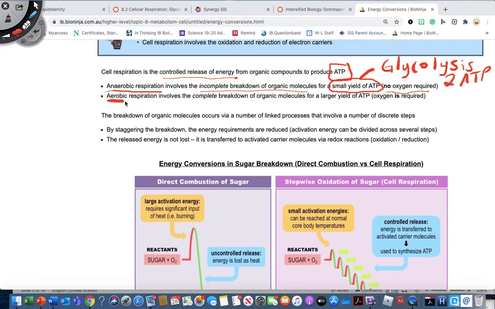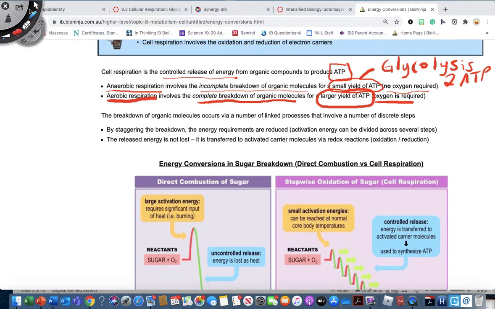But if oxygen is involved, then we call it aerobic respiration. Therefore, oxygen is required. We get a complete breakdown of the organic molecules, and then we get a larger yield of ATP. So then we're going to see how the Krebs cycle and the electron transport chain via chemiosmosis are going to yield a large amount of ATP. And we're going to see a little bit more of that in the breakdown later on.